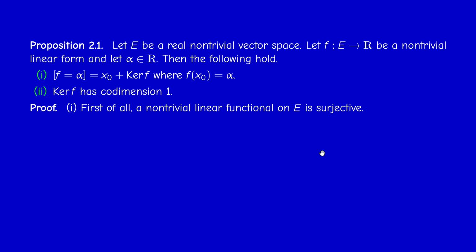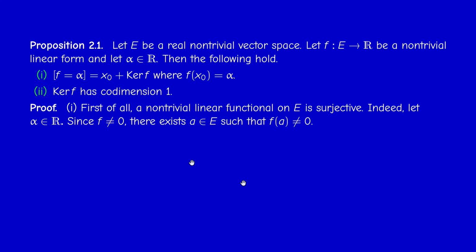So the first point: let us prove that a non-trivial linear functional is always surjective. So there's always a point, so the hyperplane is not empty, this is the meaning. A hyperplane is never empty. Pick an element alpha in R, and our assumption is that f is not the zero function, so there is at least one point a at which f does not vanish. Take now x0 to be alpha over f of a times a. We can divide by f of a because it's not 0.